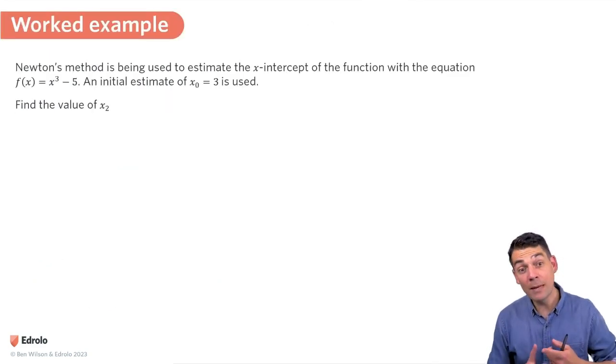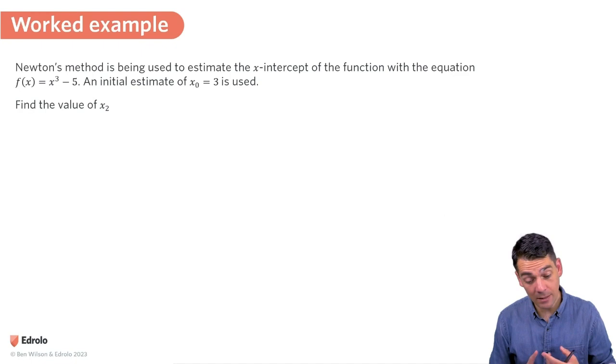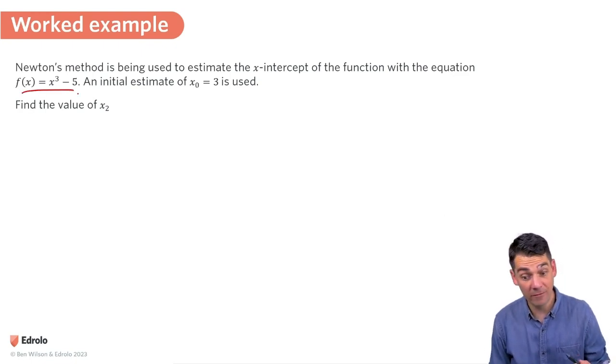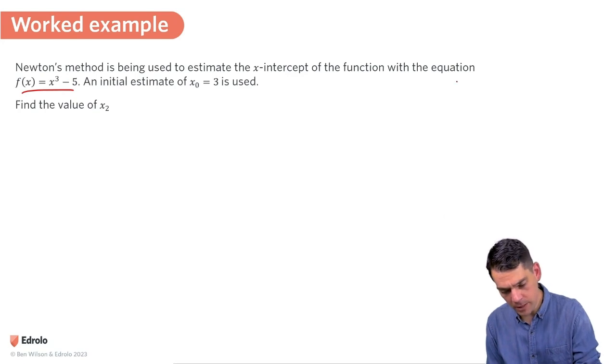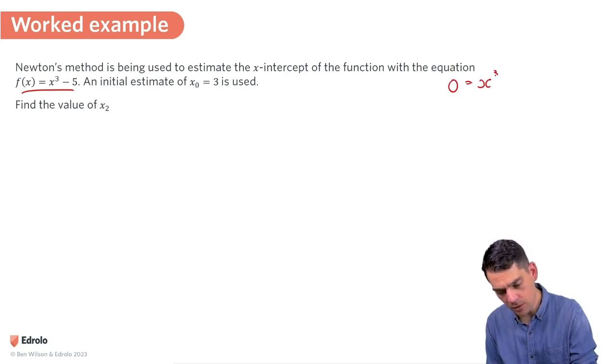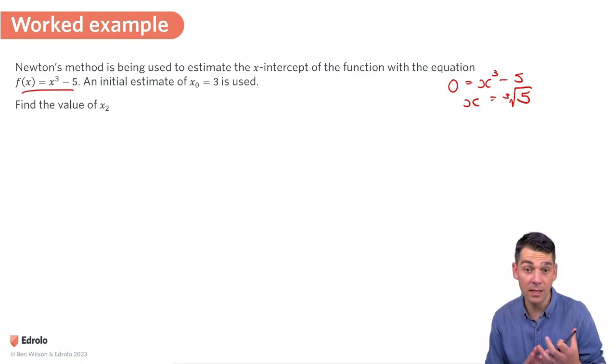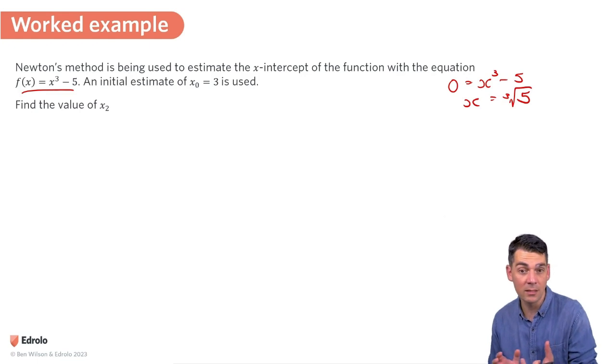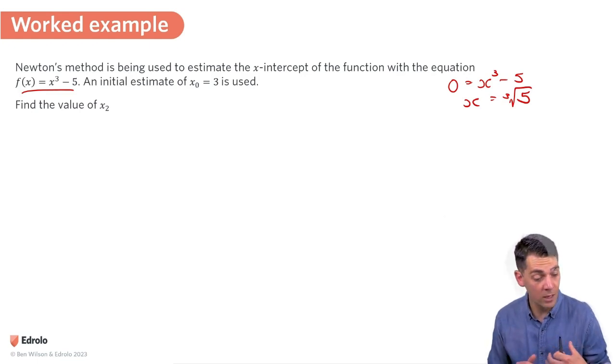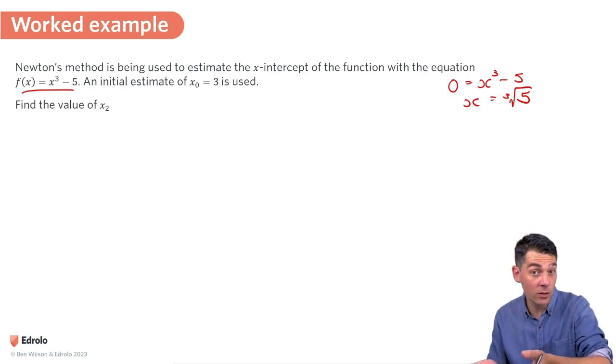All right, so for this example, we're going to be looking at Newton's method to estimate the x-intercept of the function with this equation here, x cubed minus 5. Now, you should be able to tell me that if I set the function equal to 0, I can find the exact value of that x-intercept. It'll be the cube root of 5. So we know that, and that's great. So this method is a way to approximate this x-intercept. We can see how closely it gets to the true value of the cube root of 5. So we can also see that Newton's method can be used to approximate values for surds and things like that.